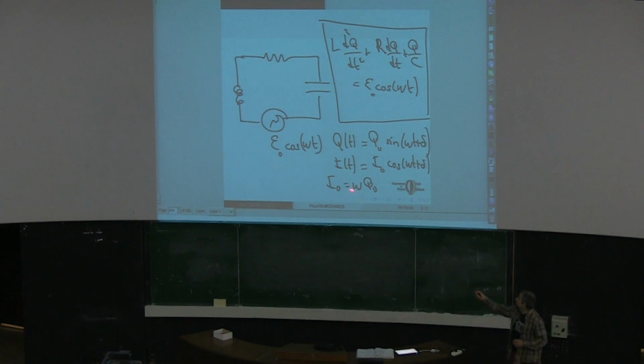Now, this omega here is just a free parameter. We don't know what this power supply is. You can just set its frequency. Now, the question is, what should omega and Q0 be so that this function satisfies that equation over there? That is what we will try to solve.